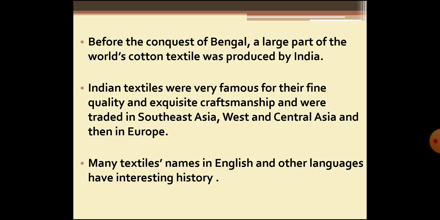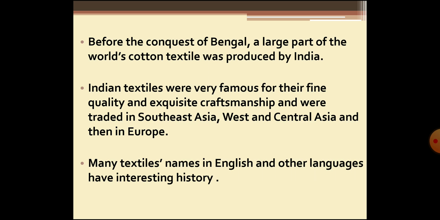Before the British conquered Bengal, India was one of the largest producers of cotton textiles in the world. Indian textiles were renowned for their fine quality and exquisite craftsmanship and were largely exported to Southeast Asia, West and Central Asia. And with the beginning of trade with Europe, European trading companies from the 16th century, the export of Indian textile extended to Europe also.